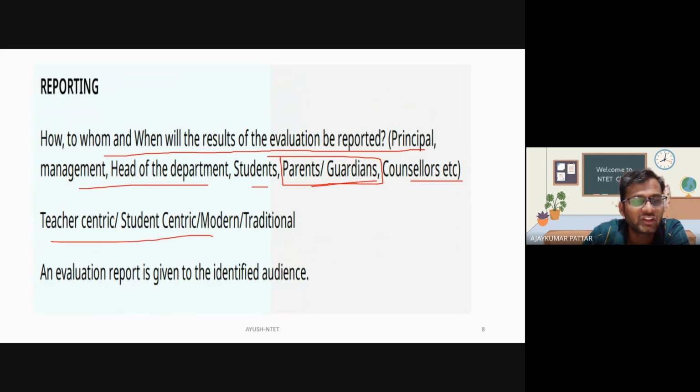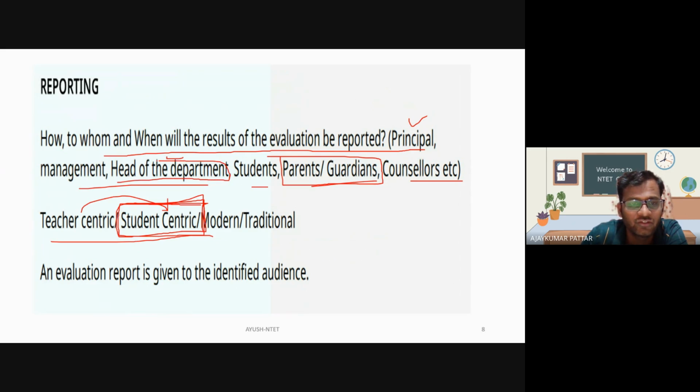In higher education, the results of NET, CET, we will know ourselves. The result will be given to the students. The student is able to see his result by himself, or the results are given to the students directly. So in different situations, different persons will receive the reports. Sometimes it should be given to the principal, sometimes to the head of the department after the test or periodical assessment.